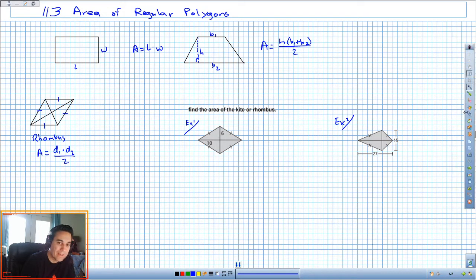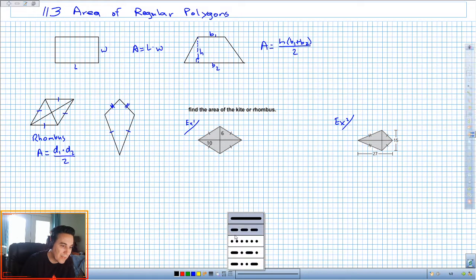And then a kite is the same basic formula. A kite doesn't look like a rhombus because you do not have any parallel sides. But remember, a kite has two congruent sides that way, and then two congruent sides that way, right? So no parallel sides. This one's the same length as this one, and this one's the same length as this one.